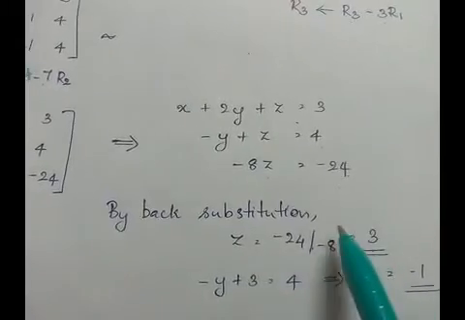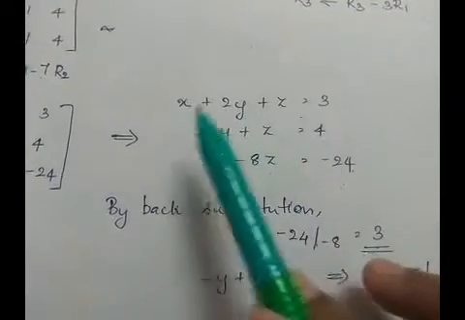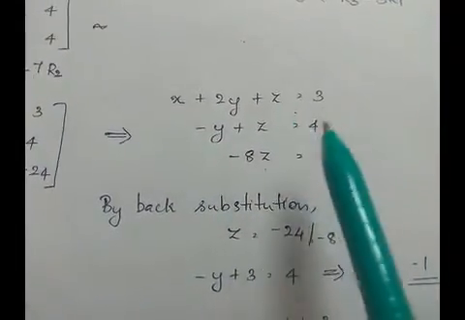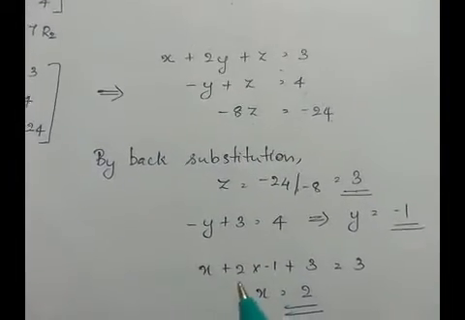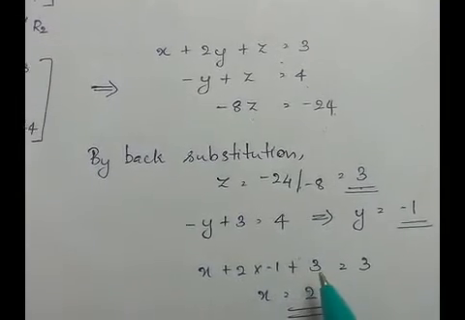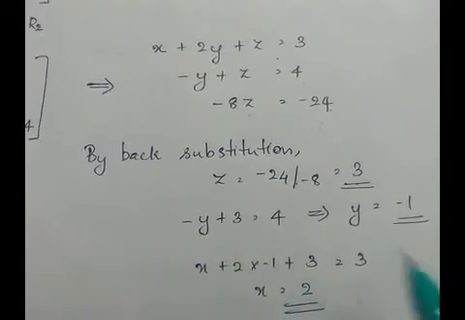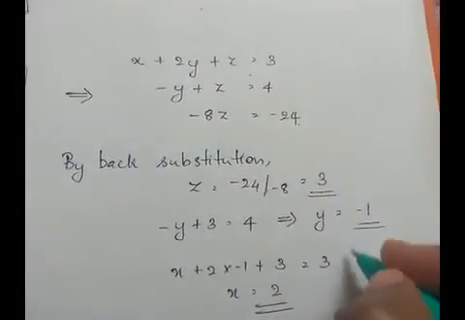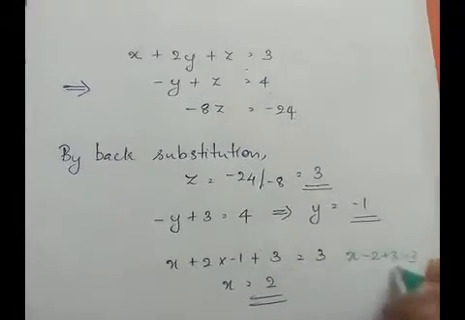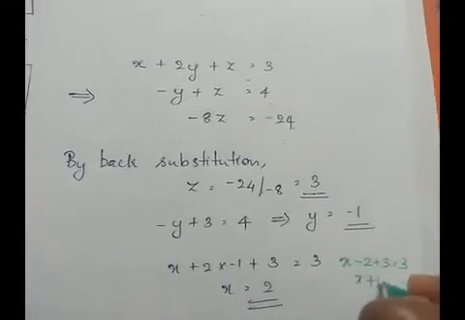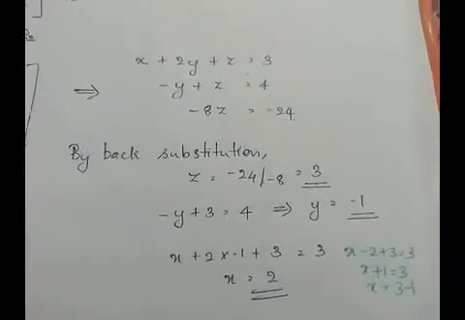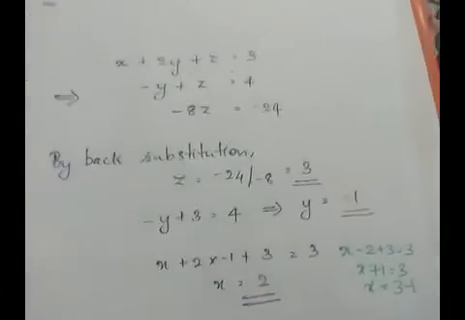Okay. Now applying these two in the first equation, we will get the value for x. So x plus 2 into minus 1 plus 3 is equal to 3. Right. So by simplifying this, we get x minus 2 plus 3 equal to 3. Minus 2 plus 3 becomes 1, so x plus 1 equal to 3, which is 3 minus 1, that is 2. So we get the value of x as 2.